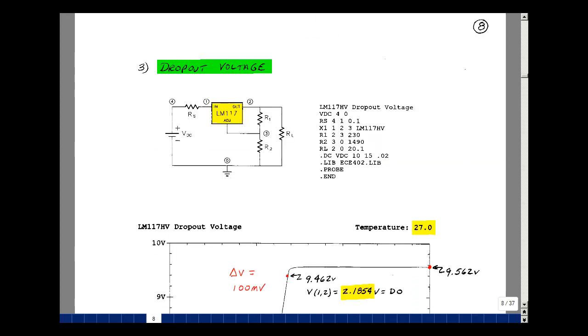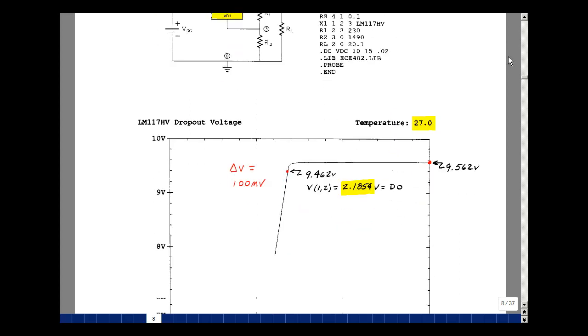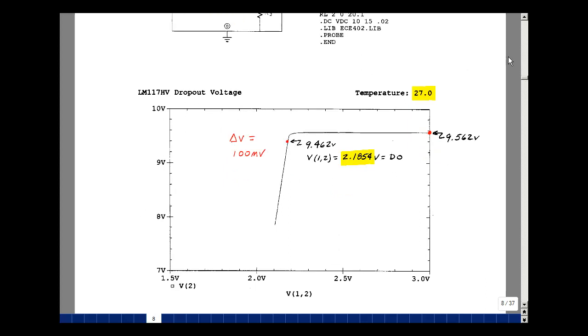Once I got the AC parameters working, I then started to focus on the DC parameters. And the first one I tried to model was the dropout voltage. So again, a basic regulator here. Take the capacitors off because this is going to be DC, won't make much difference. Applying a voltage here, I'm actually going to vary this from 10 to 15 volts in 20 millivolt steps, and then see how the output voltage at node 2 compares to the difference across the chip.